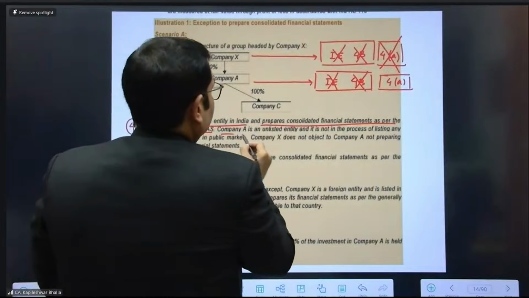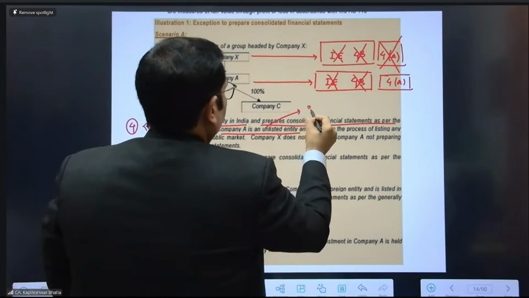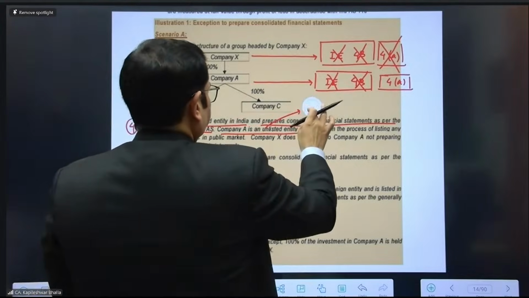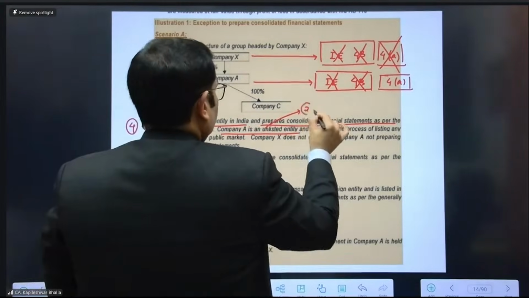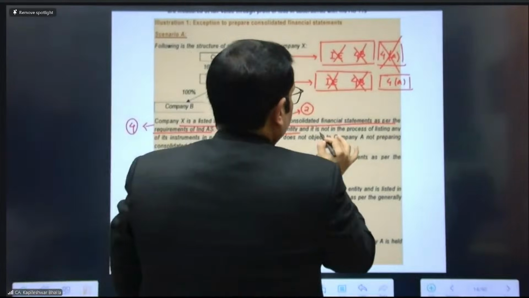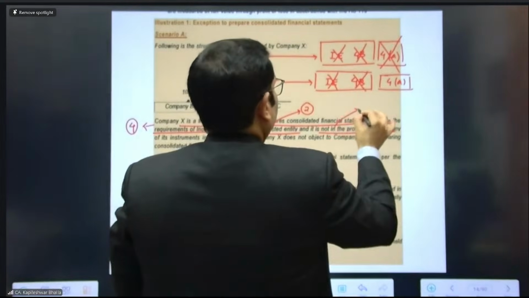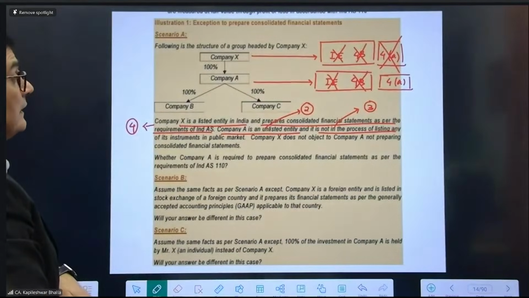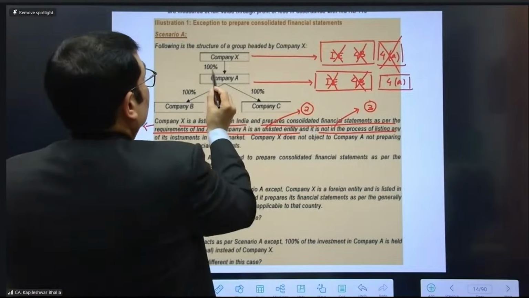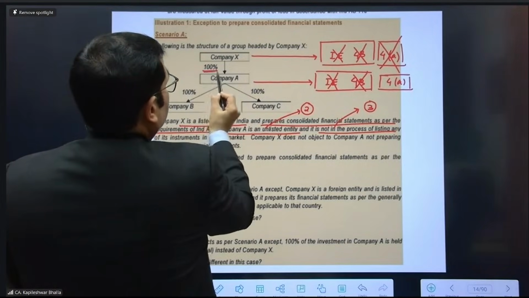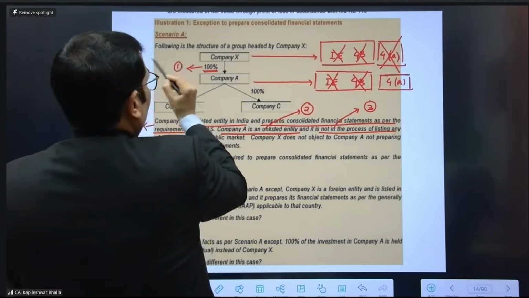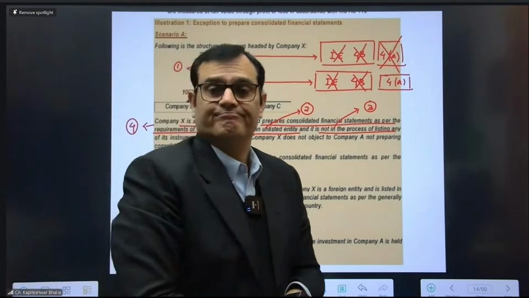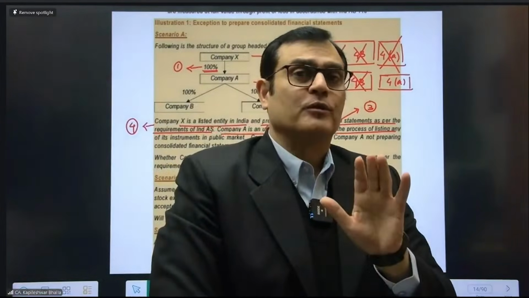Then he says company A is an unlisted company. Now I would say the 2nd condition is met, because the 2nd condition is that it is not listed and it is not in the process of listing. Can I say the 3rd condition is met? So we can see the 3 conditions are met. Then he says company X has 100% stake in A. Is the 1st condition also met? Wholly owned subsidiary of X, correct? Yes, so all the 4 conditions are met.